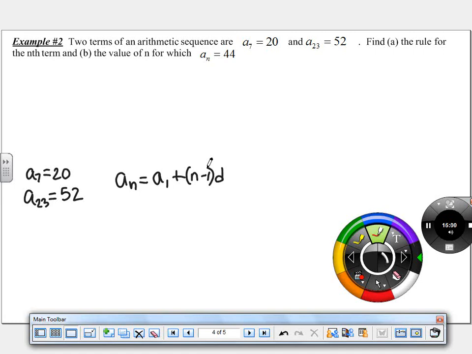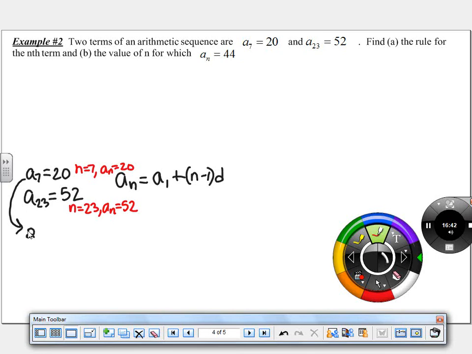If you didn't want to write that out, or it was a little bit difficult for you to see, another way to do this would be to translate each one of these into an equation. Remember, a sub 7 equals 20 is really saying that when n is 7, a sub n is 20. And a sub 23 equal to 52 is really saying when n is 23, a sub n is 52. So after that, we're going to go ahead and use those to help us write equations. Again, this is not the only way. Okay, this is a very algebraic way to do it. There are lots of other ways to do it just with your knowledge of patterns.